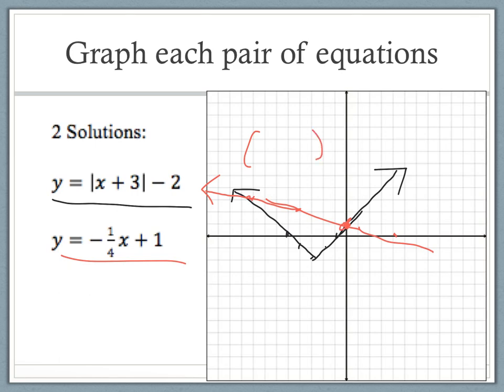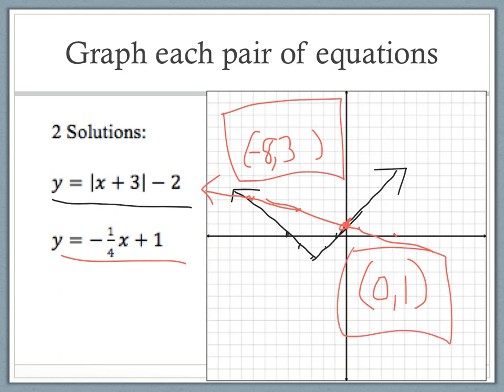The first one is 1, 2, 3, 4, 5, 6, 7, 8. So -8, then up 3. That's the first solution. The second solution is the point 0, +1. So sometimes you can have one solution or two solutions. It just depends on what kind of graphs we have. And those are my two solutions, -8, 3 and 0, 1.